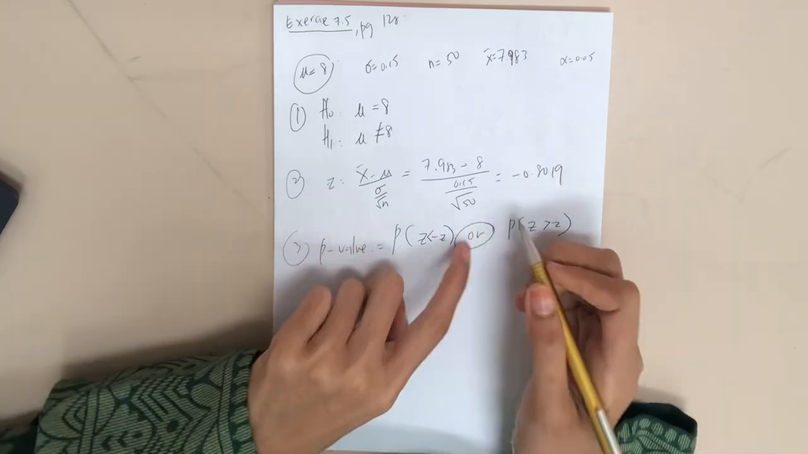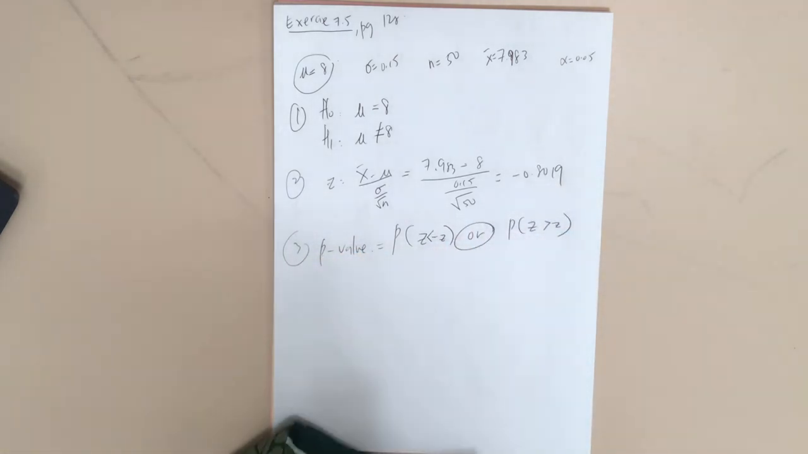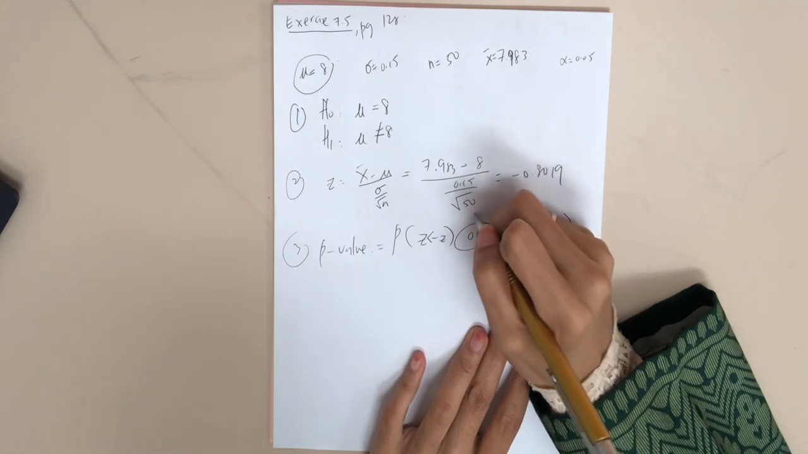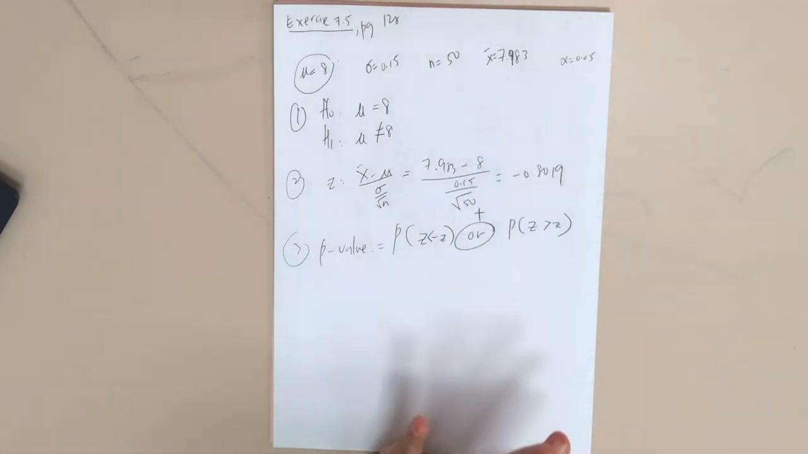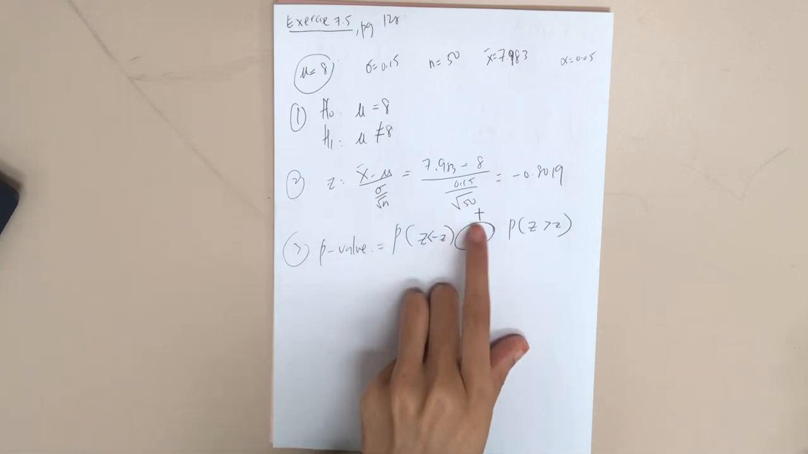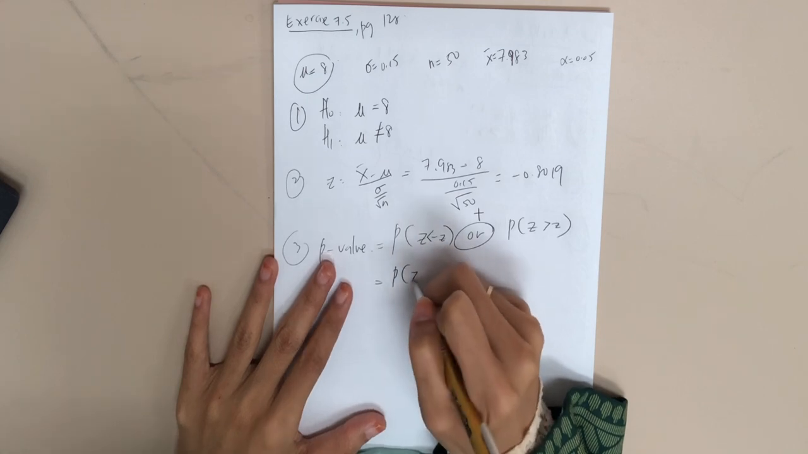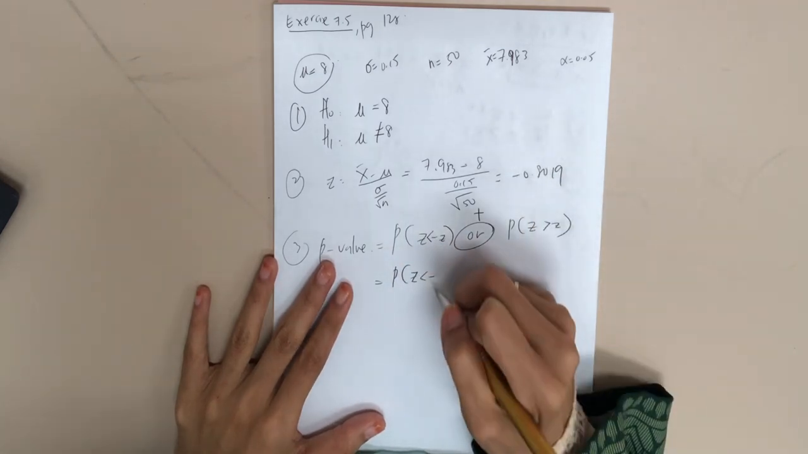Class, the word or here does not mean that you do either one. Or here means plus. If you need to recall, you have or, you have and, which is the intersection and union. So when it comes to or, or here means plus. So you need to find this one first: P(Z less than negative 0.